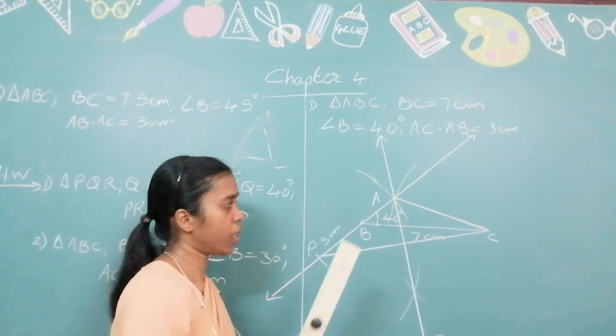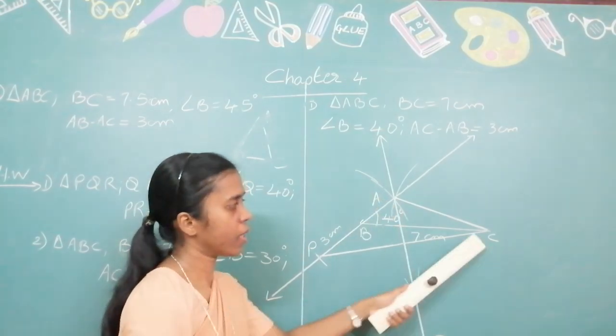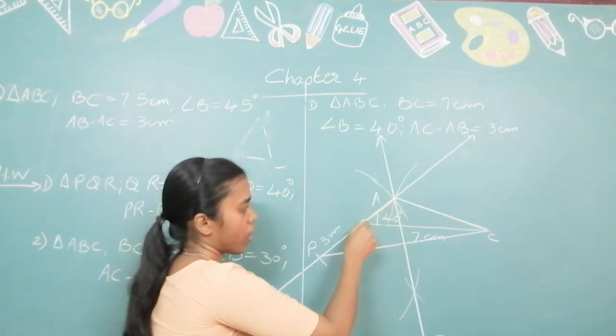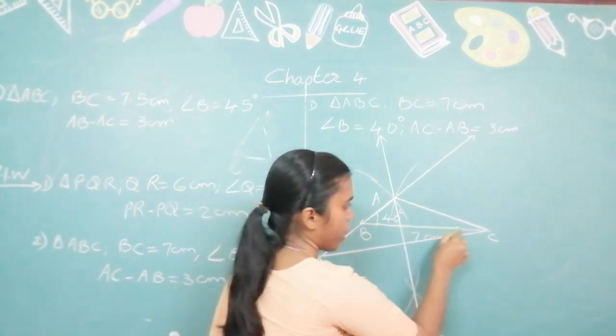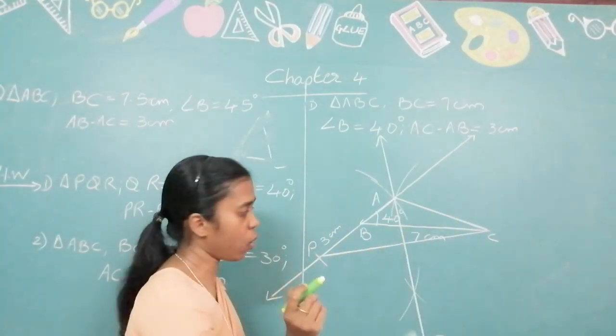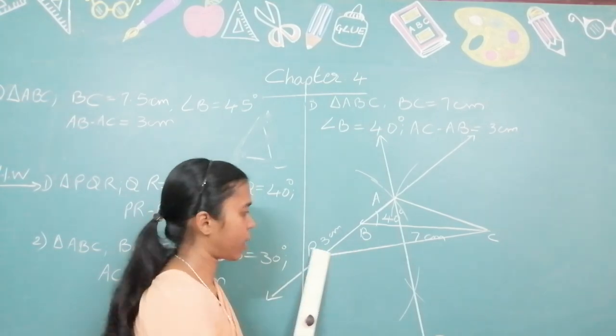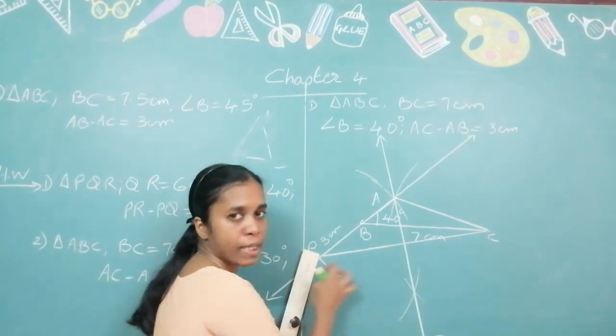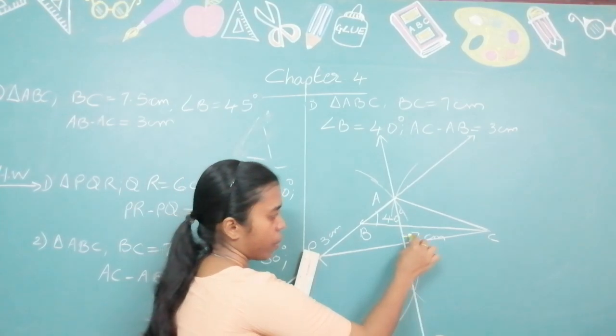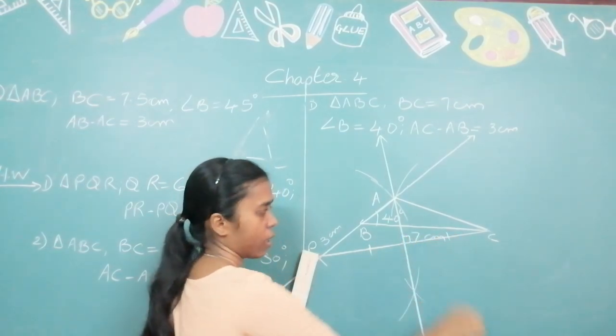Can you see a triangle? A, B, C. So this is the required triangle ABC. Now again look here. For which segment did we draw the perpendicular bisector? We have drawn it for PC. So this is the perpendicular bisector.